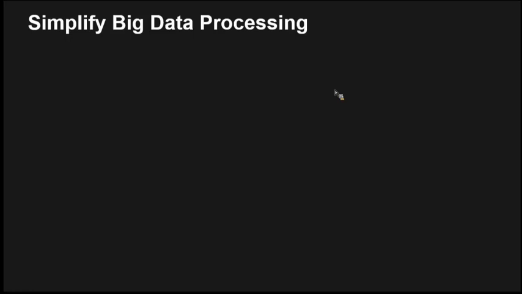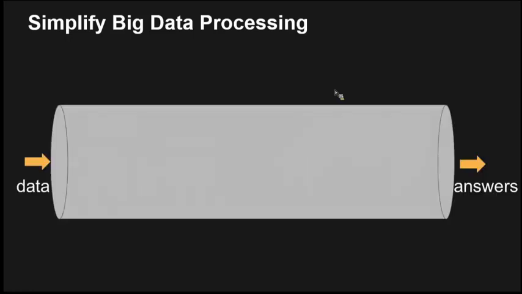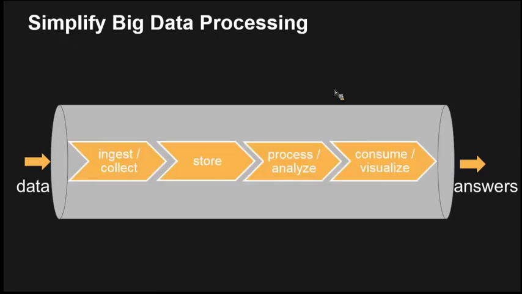And now, applying all these principles, let's try to simplify big data processing. One way of thinking about big data processing is to think of it as a pipeline, with data coming in one side and answers going out on the other side. Depending upon what you do, you may go through various stages. The typical stages look like this: ingest or collect, store, process, analyze, and maybe visualize. That could be your stages. Again, it depends on what you're doing.